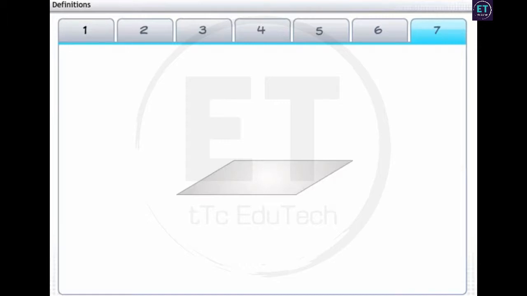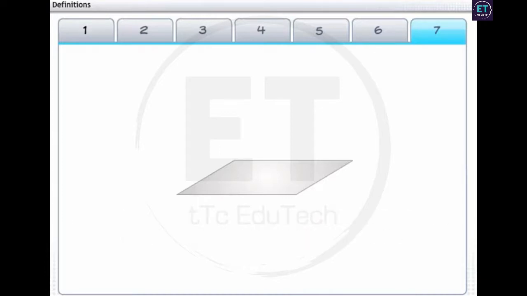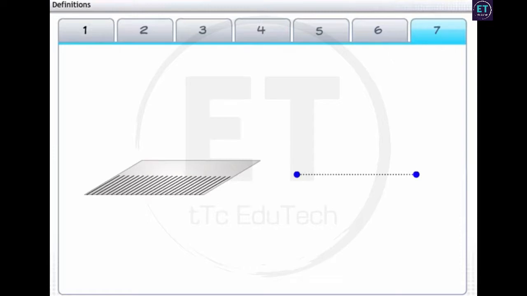The seventh definition states that a plane surface is a surface which lies evenly with the straight lines on itself. To understand this definition better, let us recall the idea of the fourth definition. A line lies evenly with the points on it. Similarly, we can understand that a plane surface is formed by evenly spaced lines which are very close to each other.